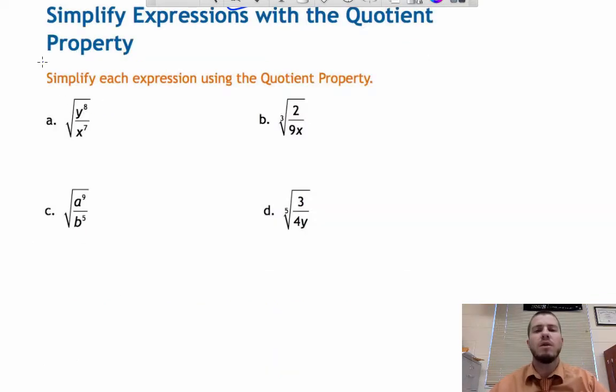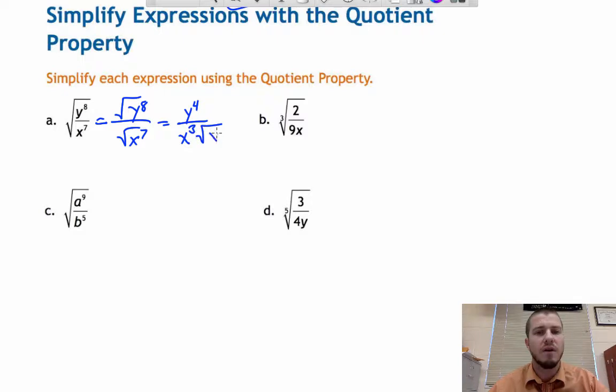The difficult part with these is that you have to rationalize the denominator, which means I can't have a radical in the denominator. So when I separate this, it becomes the square root of y to the 8th over the square root of x to the 7th, and I can simplify those. 2 goes into 8 4 times, so it's y to the 4th, divided by, 2 goes into 7 3 times, so it's x to the 3rd, and I had 1 left over, so it becomes square root of x.